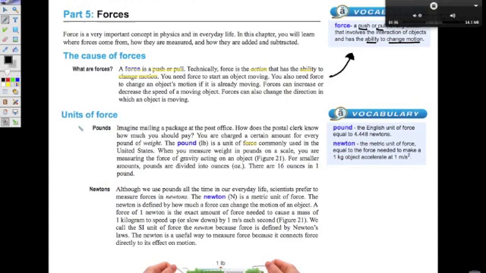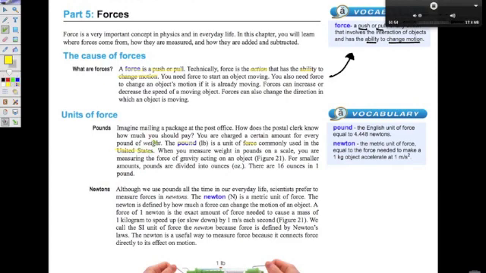The units of force, though, are a little bit different. Imagine mailing a package. How does that clerk know how much you should pay? They usually charge you in money per pound. A pound is a unit of force that is commonly used in the United States.